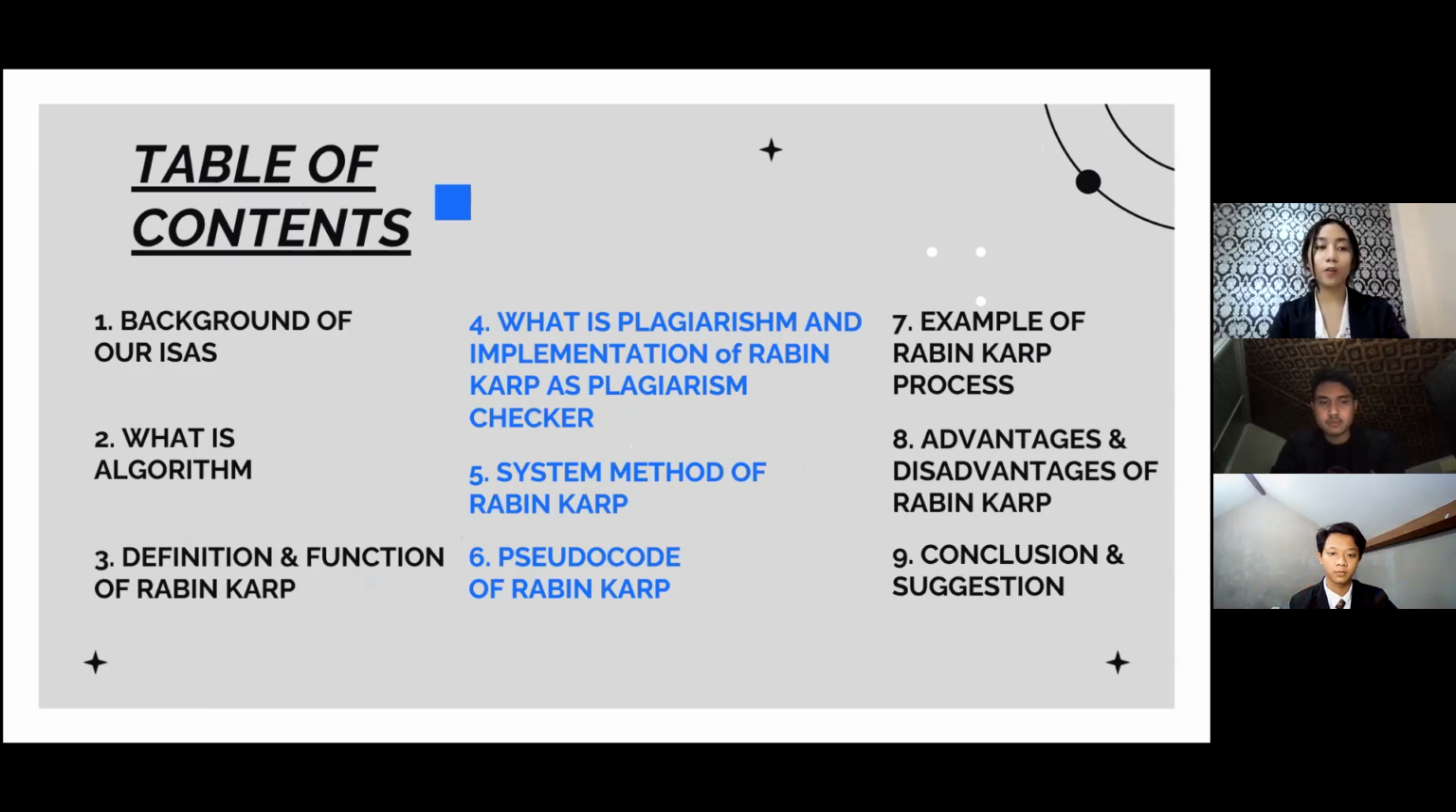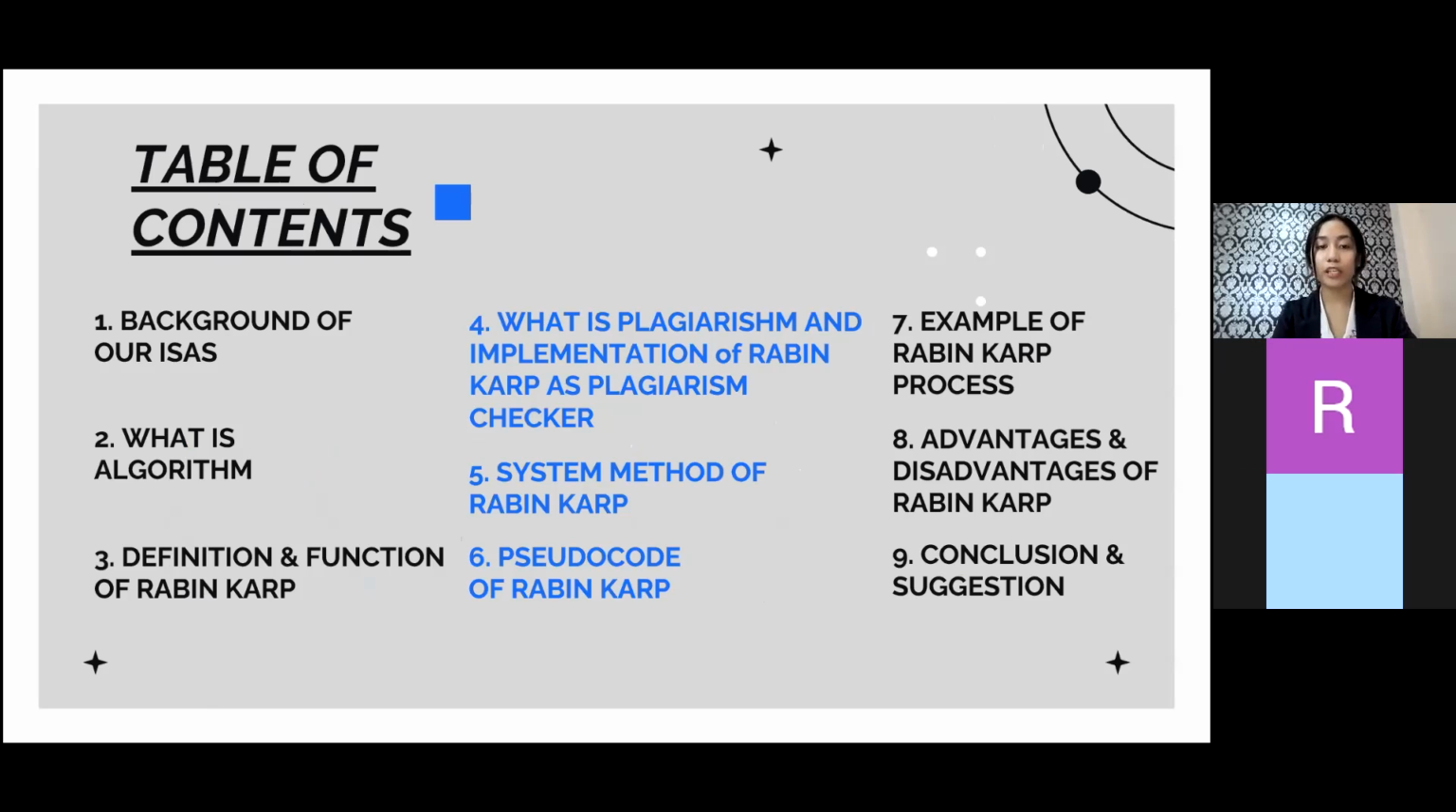Okay, so now we are going to tell you about the table of contents, or the things that we are going to explain in our presentation, starting with the background of our ISAS. And also next, we are going to tell you the definition of algorithm. And next is the definition and function of the Rabin-Karp. Next is what is plagiarism and the implementation of Rabin-Karp as plagiarism checker.